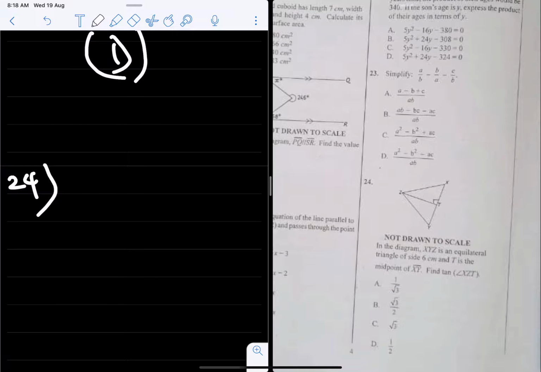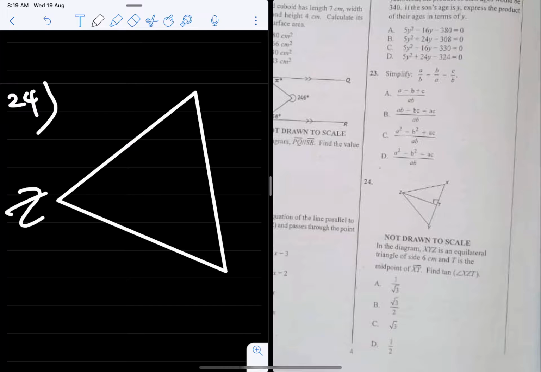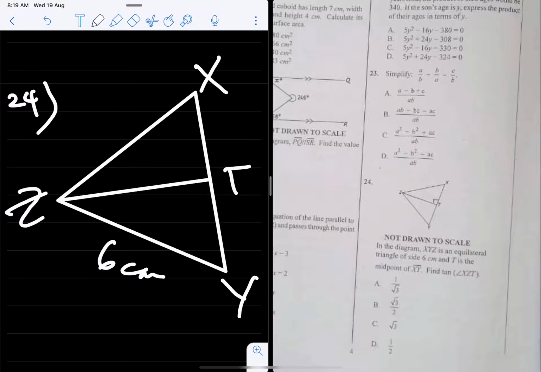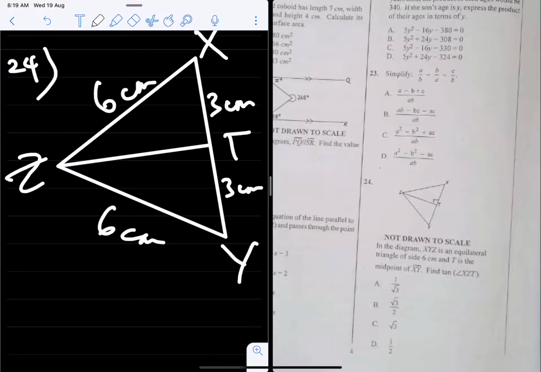24 says, in the diagram, XYZ is an equilateral triangle of side 6 centimeters, and T is the midpoint of XY. Find tan XZT. Okay, that's triangle XYZ. This T is the midpoint. Each of the sides of the triangle is 6 centimeters. That simply means this is 3 centimeters, and that's also 3 centimeters. We want to find the tangent of this angle.